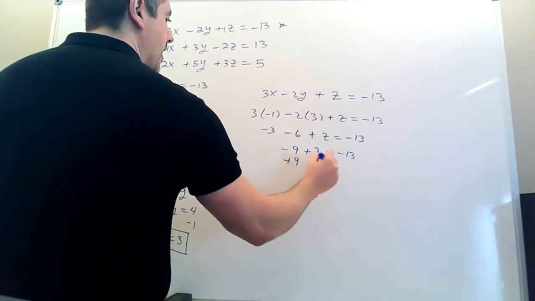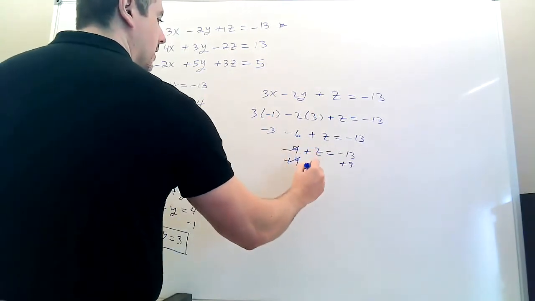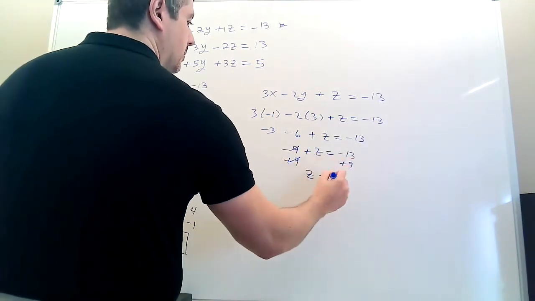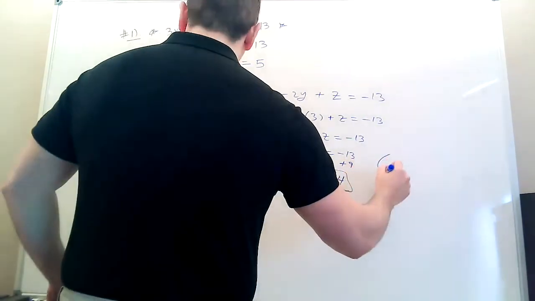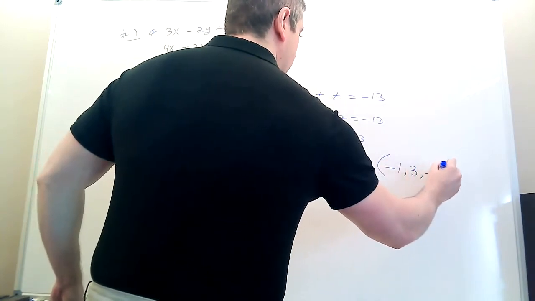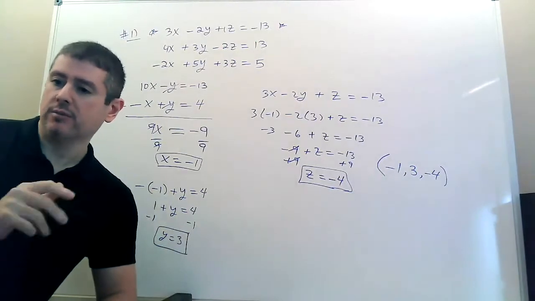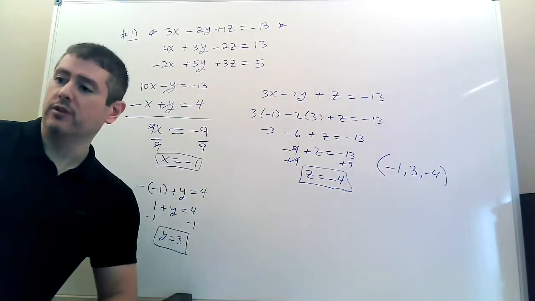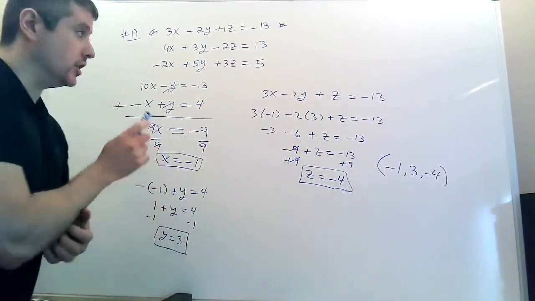I'm going to add 9. The opposite of subtracting 9 is adding 9. Those cross out. So now I get z. Negative 13 plus 9 is negative 4. Yay! So I got x is negative 1, y is 3, z is negative 4. So instead of my boring usual 1, 2, 3 combination, I did 1, 3, 4. But it's not 1, 3, 4. It's negative 1, 3, negative 4. I know 2 of the numbers are negative.